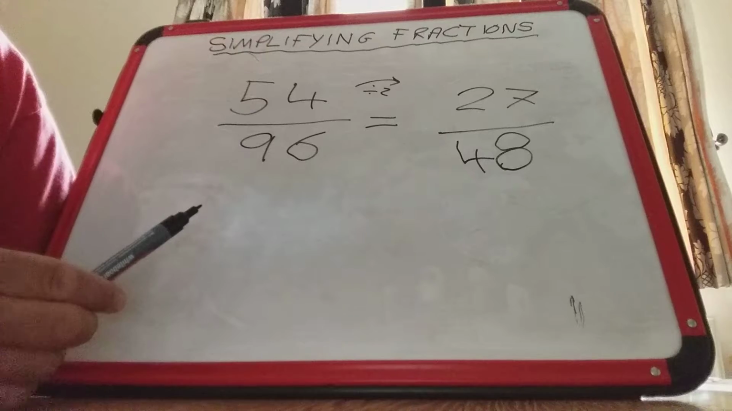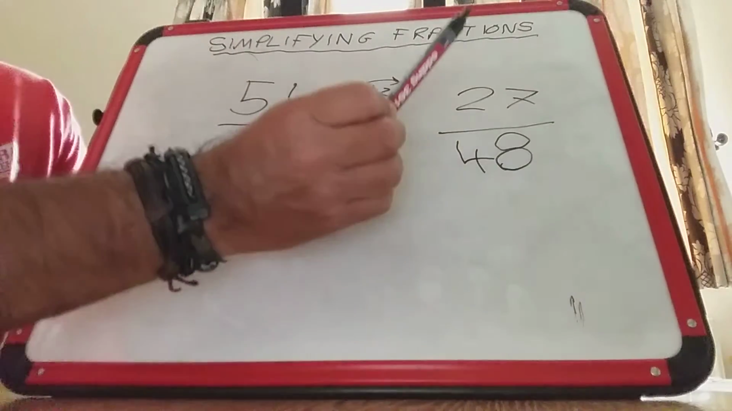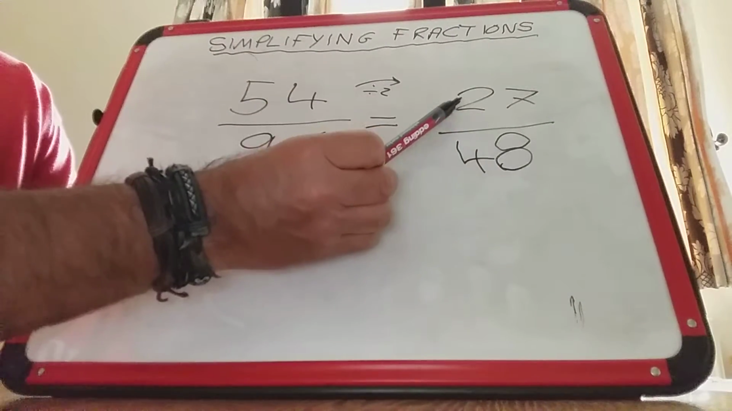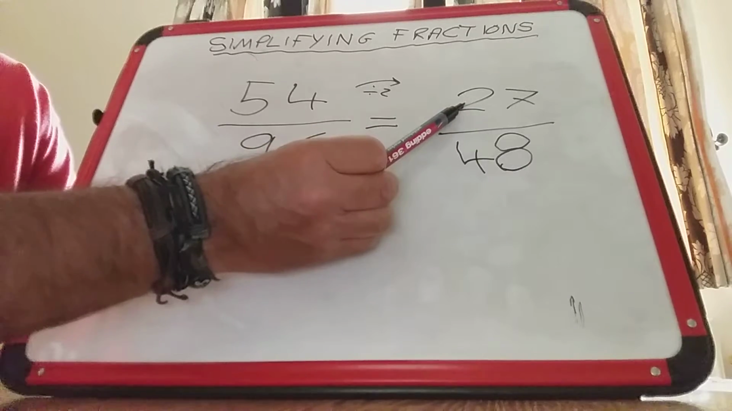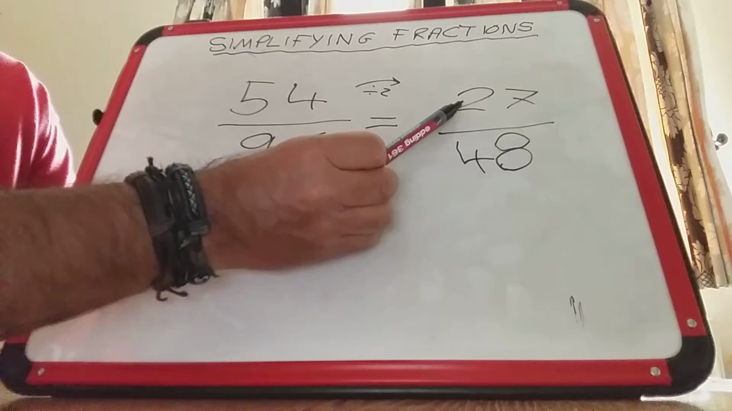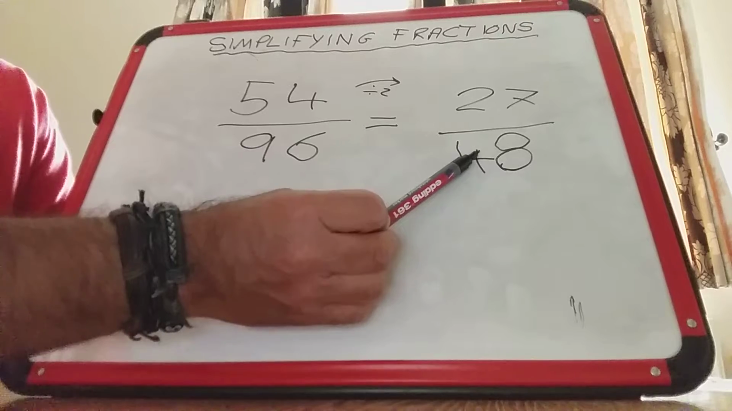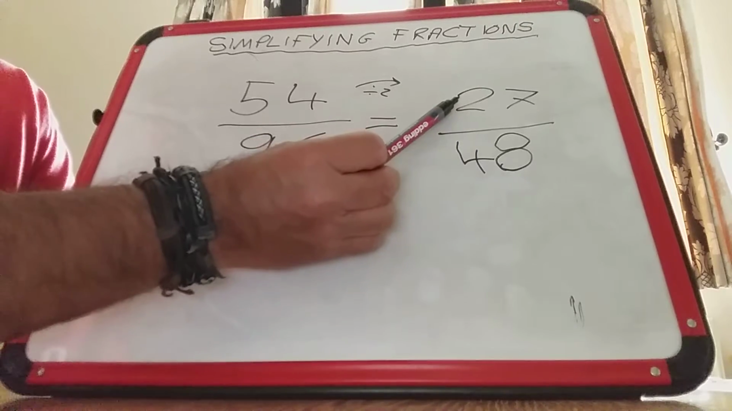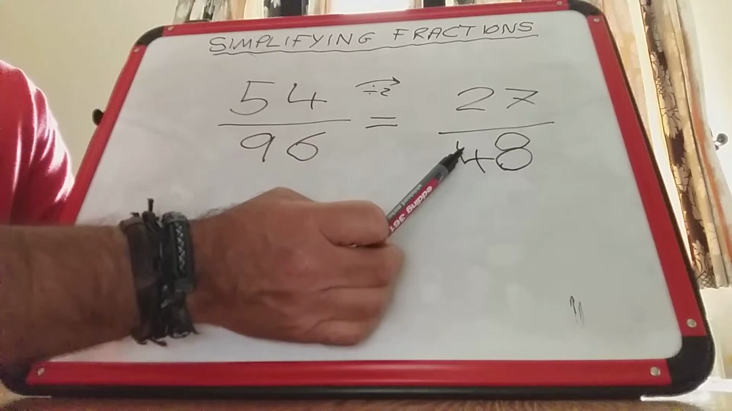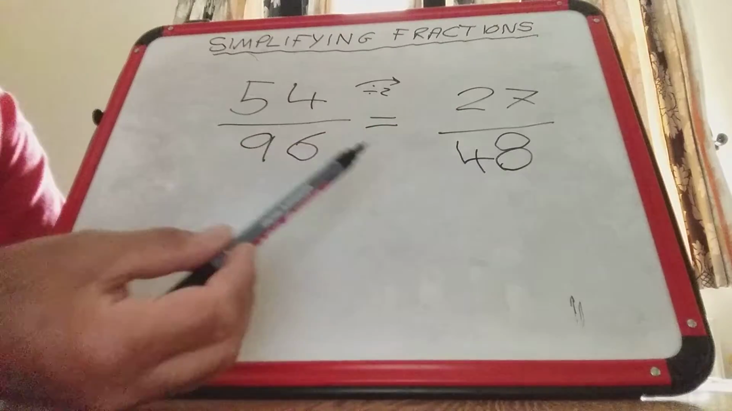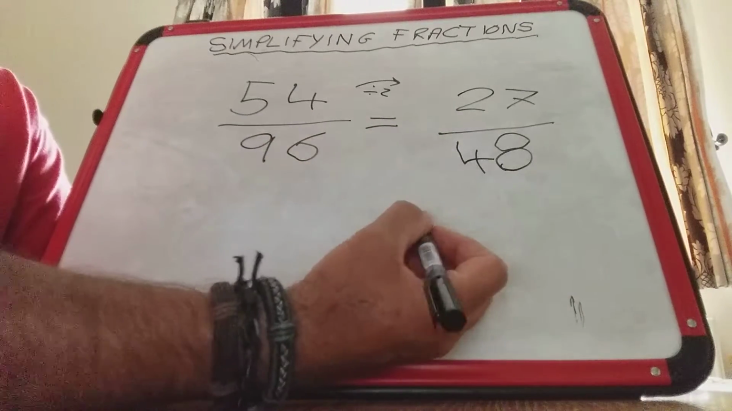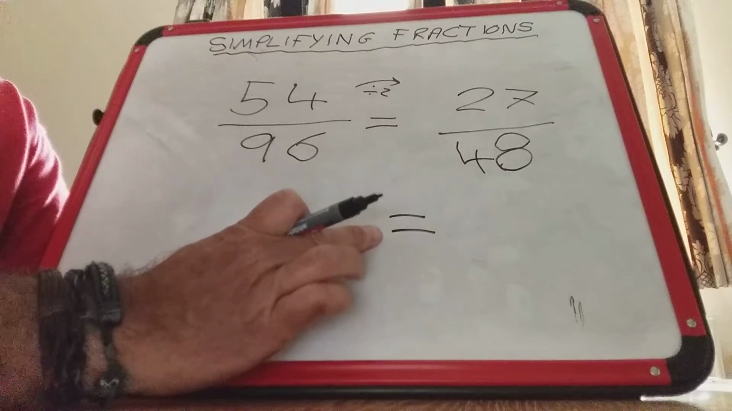Now, we can divide that by 2, but we can't divide that by 2. What else could we do? We could divide by, 27, you can divide by 9. 27 divided by 9 is 3, but that won't work for that. What about 3 though? 27 divided by 3 is 9, and 48 divided by 3 is, oh yeah, so that will work. So what I'm going to do is I'm going to put the answer down here.